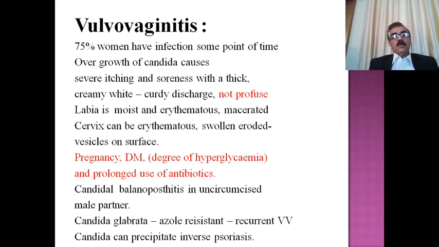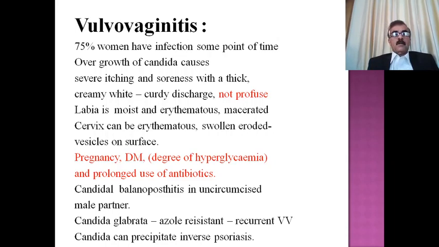And now the most common presentation in females. 75% of women have candidal infection at some point in their life, and there is overgrowth of candida which causes severe itching and soreness of the vulval area with thick creamy white curdy discharge. Although this discharge is not profuse, the condition is so itchy and the soreness so severe that it becomes a great discomfort to the patient.